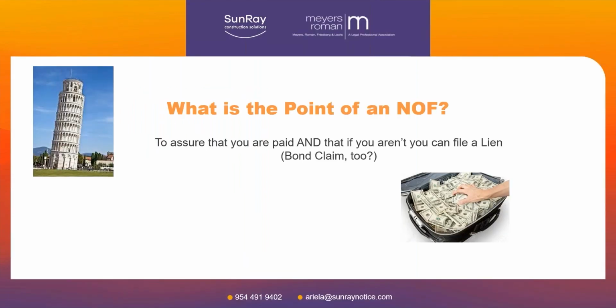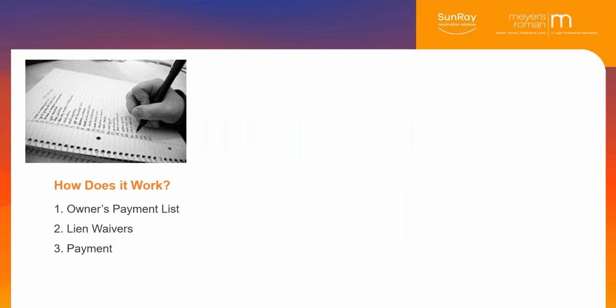What's the point of the notice of furnishing? Well, the number 2 thing is to give you lien rights. You don't want lien rights. You never want to file a mechanics lien if you don't have to. What you want is to get paid. And what it does is it gets you on the owner's payment list. It's exactly what you want.